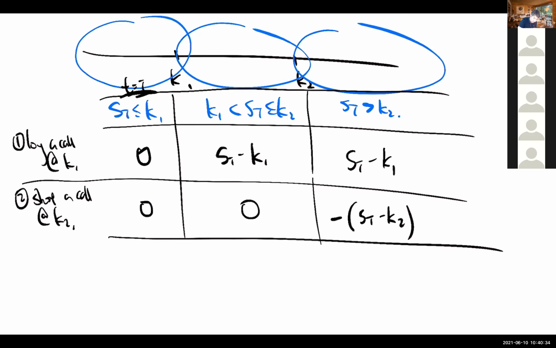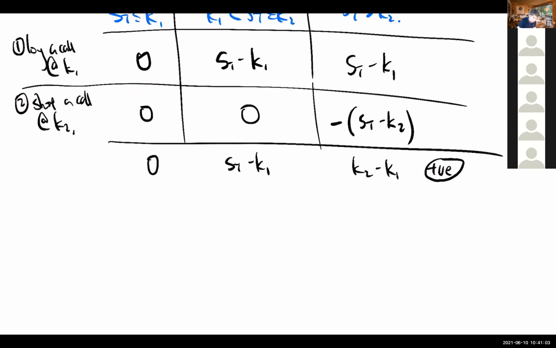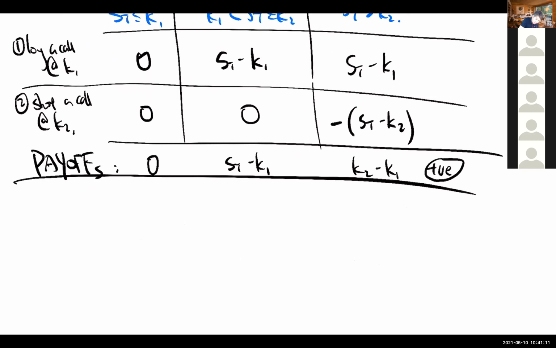So overall, I get 0, I get ST minus K1, and what do I have at the end? ST minus ST cancels out. Minus K1 minus minus K2, that becomes K2 minus K1. And what do I know about that number? This is positive, isn't it? Because K2 is greater than K1. And this is the payoff. And then we worry about profit.